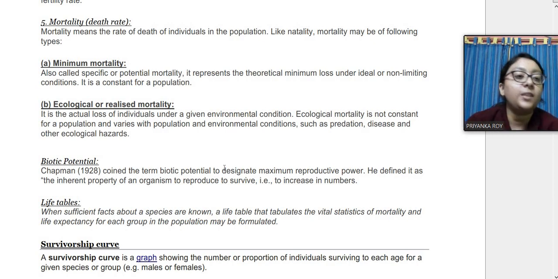There will always be other factors which govern the mortality rate and help to increase the number of dead individuals, like predation, disease, ecological hazards, natural calamities. These catastrophic situations cannot be controlled, and therefore they will lead to a number of dead individuals and the mortality rate will rise. So that realized or ecological mortality rate is higher than the minimum mortality.